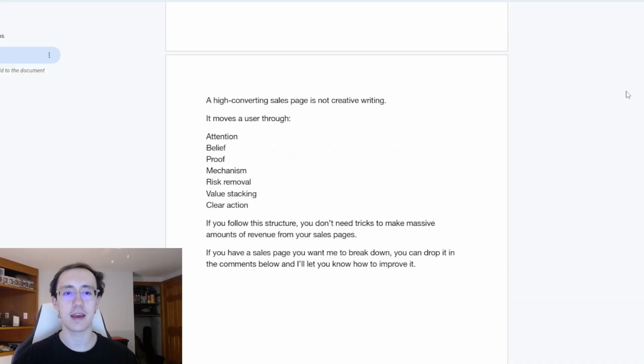So guys, a high converting sales page is not creative writing. It just moves a user through attention, belief, proof, mechanism, risk reversal, stacks value, and then gives a clear action. If you follow that structure, you don't need to use any silly tricks to make massive amounts of revenue from your sales pages.